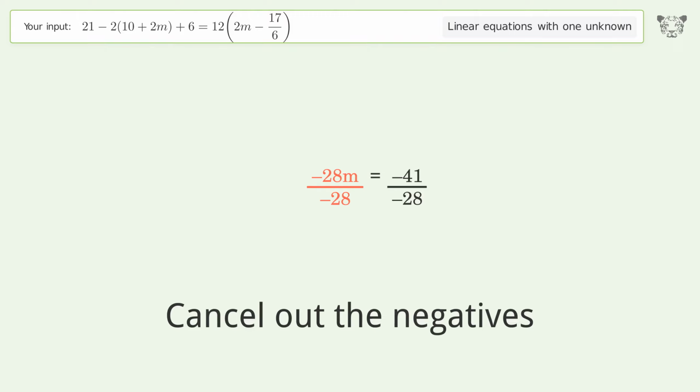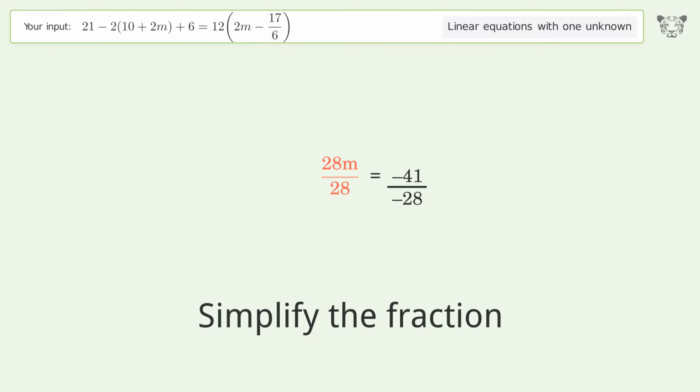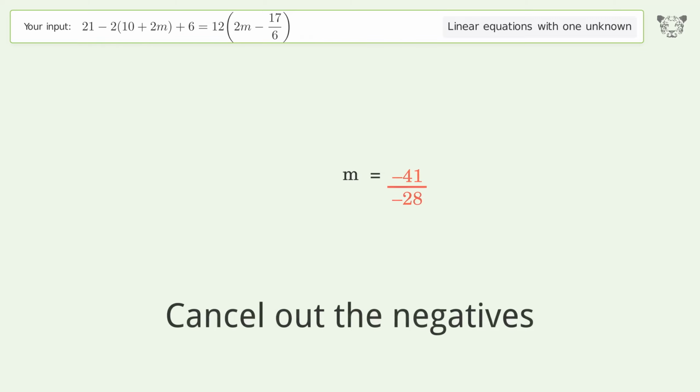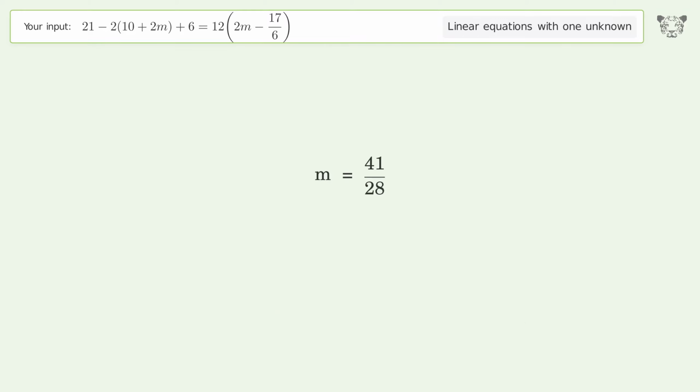Cancel out the negatives. Simplify the fraction. Cancel out the negatives. And so the final result is m equals 41/28.